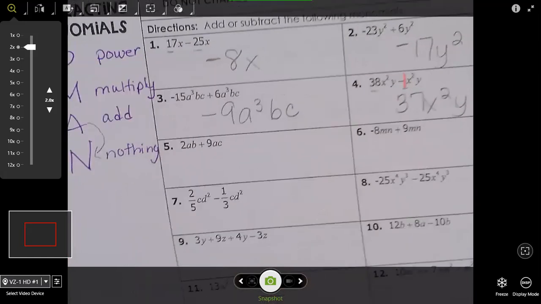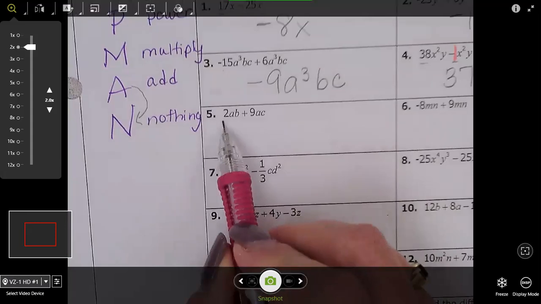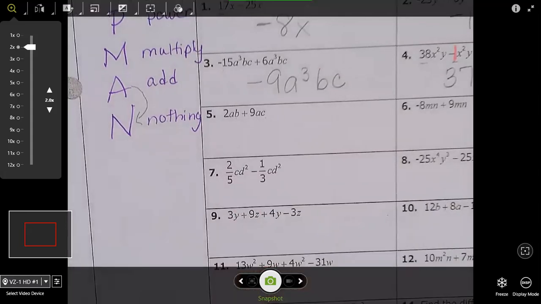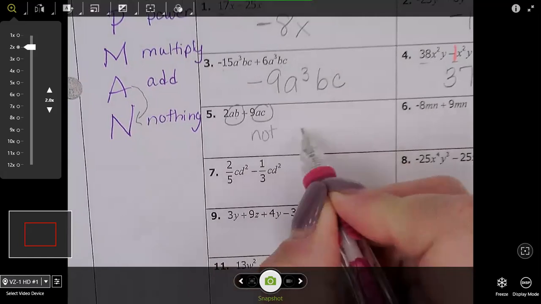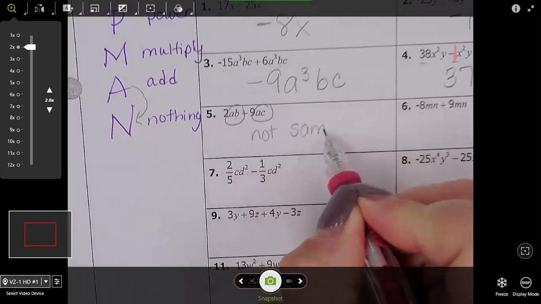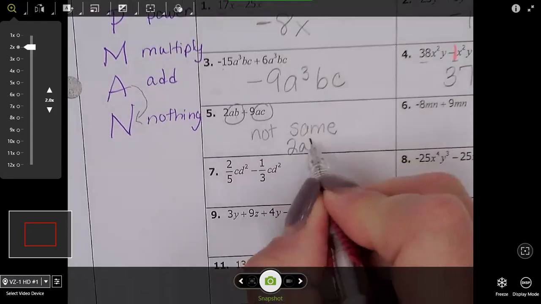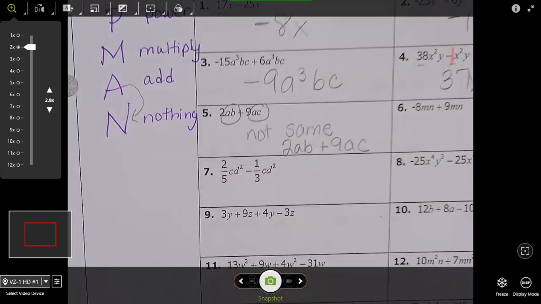Okay, so now check out number 5. So I have 2 and a 9, an AB and an AC. Can I combine them? No. We can't do anything to number 5 because these guys are not the same. So that is our answer. And if you had a question like this on a test or a quiz, you'd write 2AB plus 9AC. It's already in simplest form.